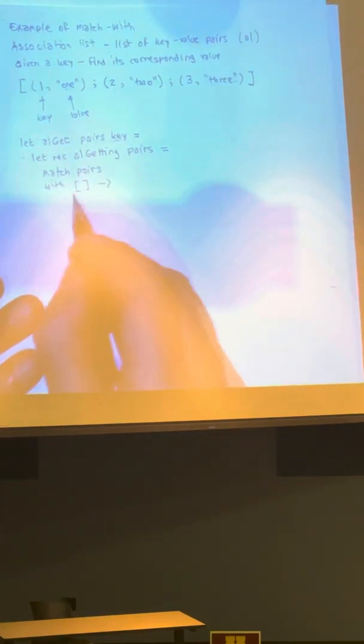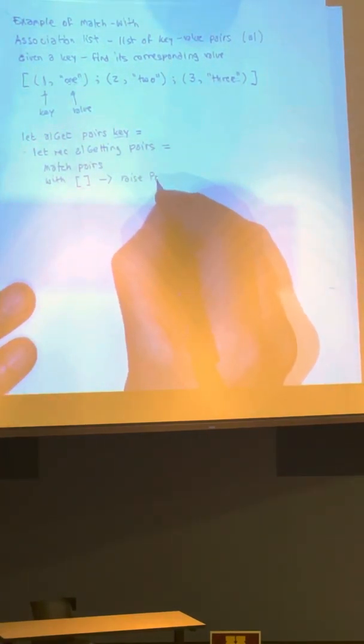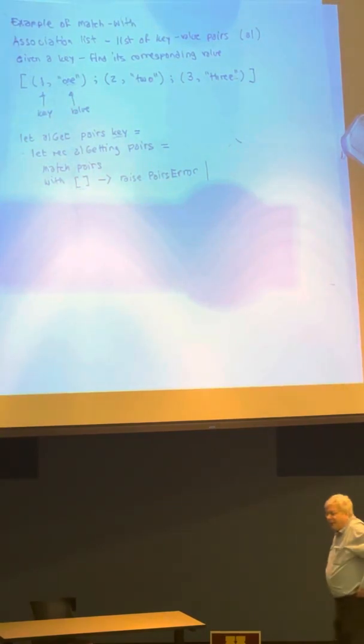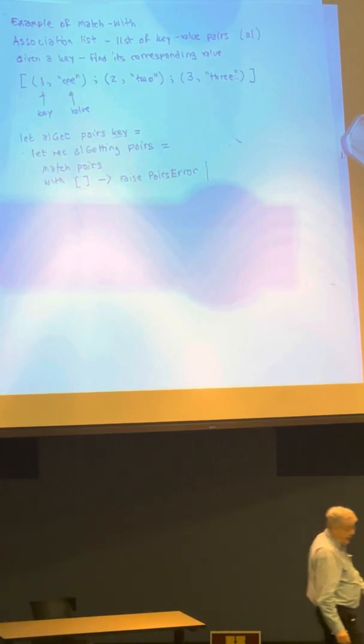Okay, well, what happens if we get an empty list? I want to indicate that an error has occurred. And so what I can do is, OCaml has an exception mechanism. It is kind of like the catch and throw mechanism in Java. And so what I do is I say raise and then the name of an exception. And what will happen is that OCaml will take that as an indication that an error, in this case called PairsError, has occurred. And I have to define PairsError before I can use this. So outside my function, I have to say exception PairsError. And these begin with uppercase letters.